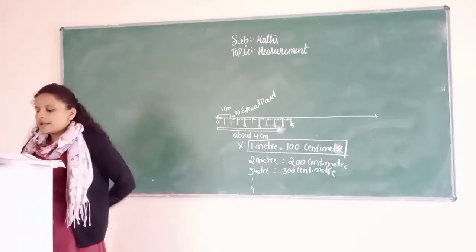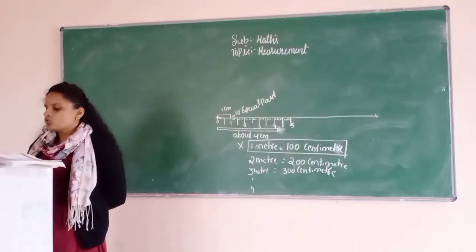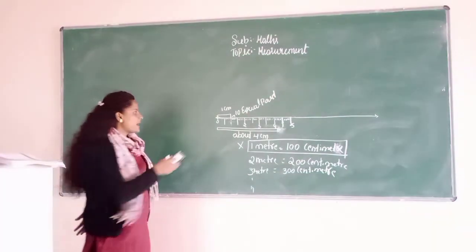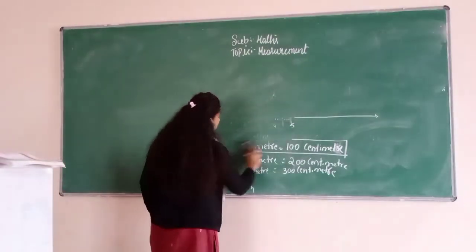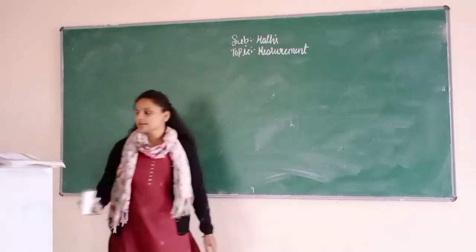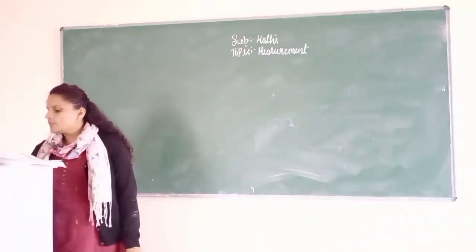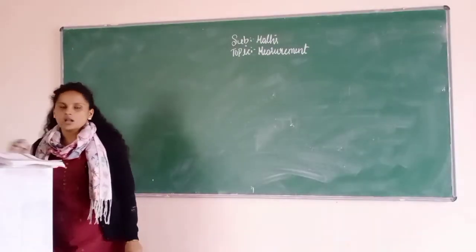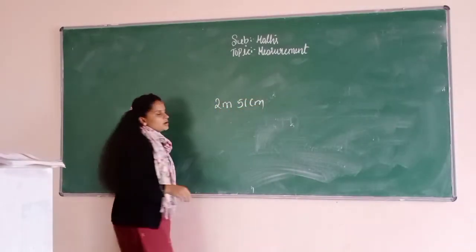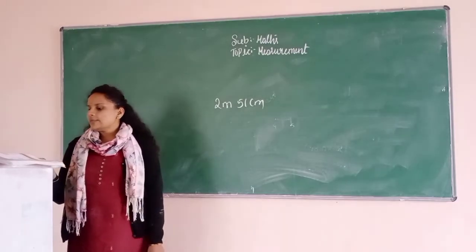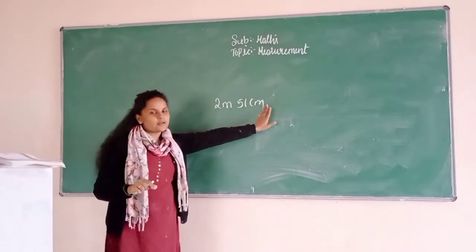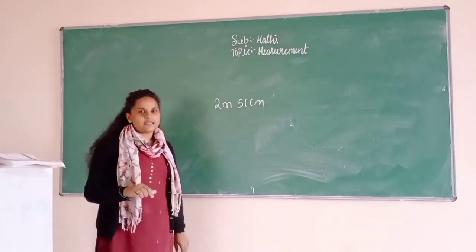The tallest man in the world is from Turkey. He is 2 meter 51 centimeter. His height is about 2 meter 51 centimeter tall. And how many centimeters is that? Now we have 2 meter 51 centimeter tall.